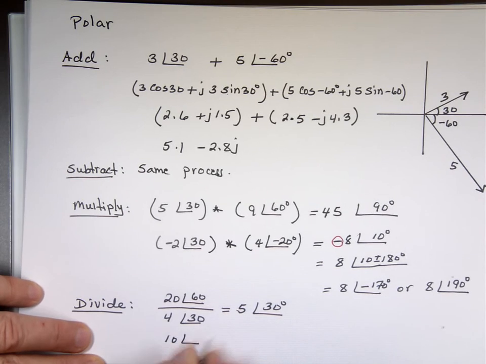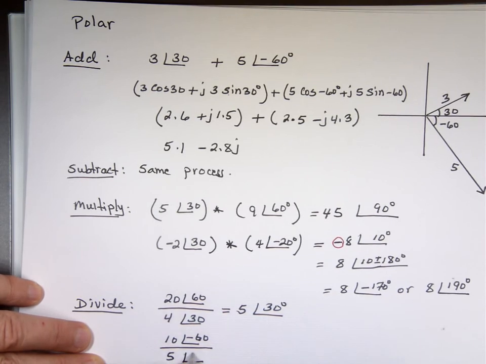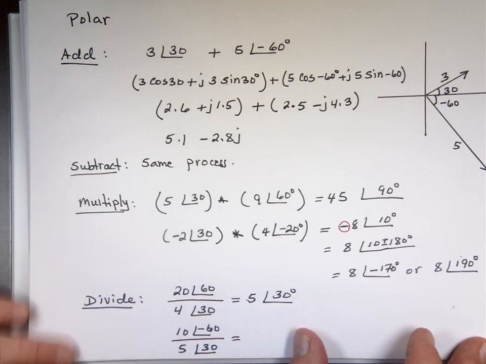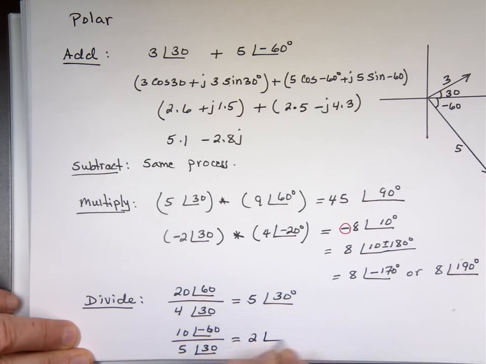Angle negative 60 divided by 5 angle 30. What's 10 divided by 5? 2. What's negative 60 minus 30? Negative 90.